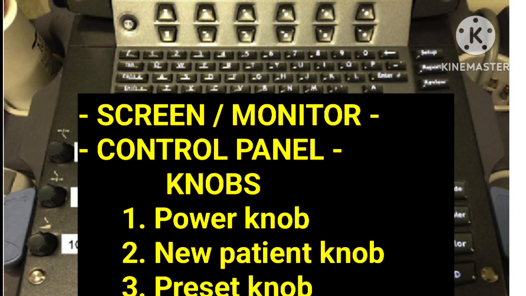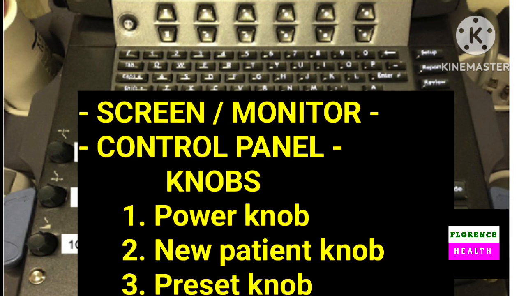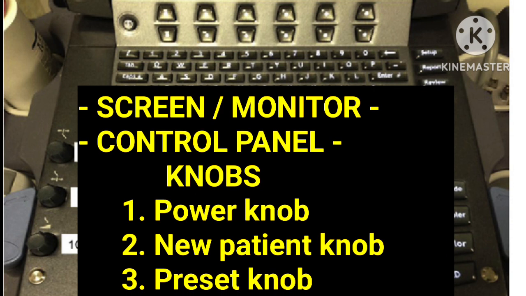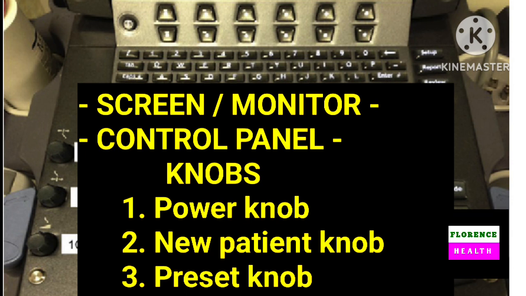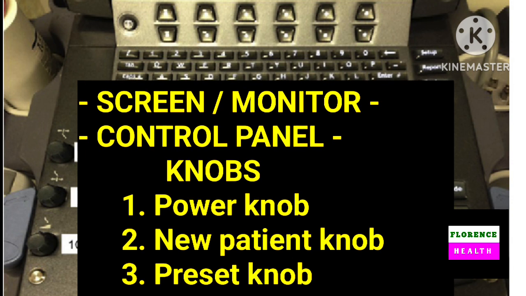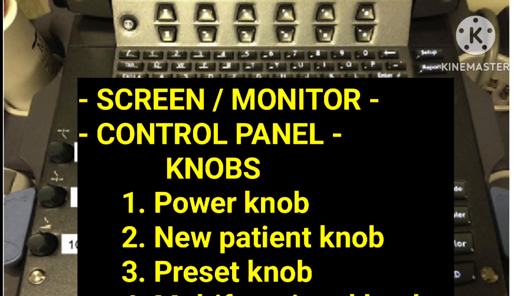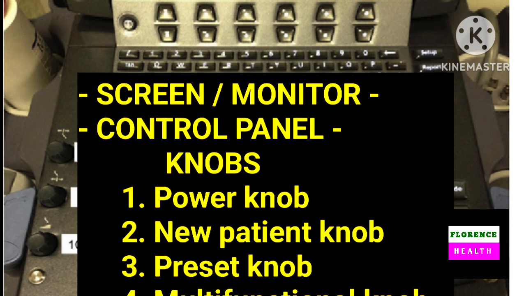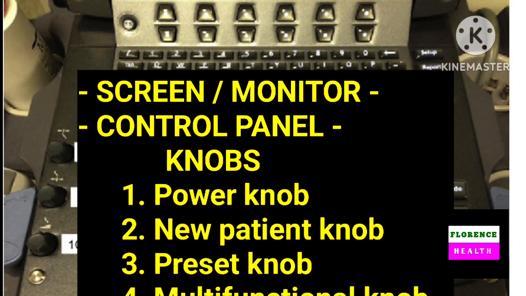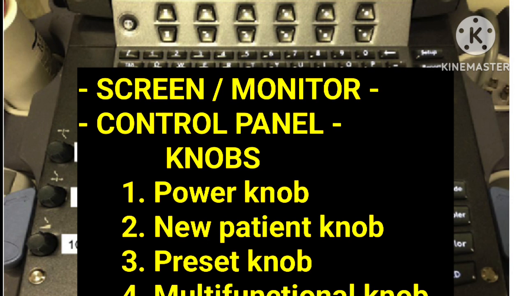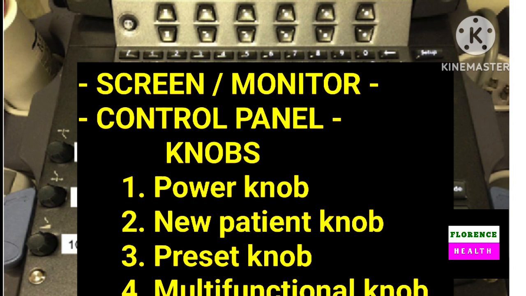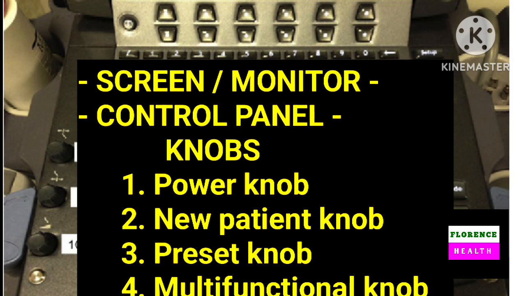Fifth knob is the depth knob. For getting a good grayscale image, you should keep the depth as minimum as possible. Remember, again I am telling, for getting a good grayscale image, you should keep the depth as minimum as possible and up to your area of interest. By keeping the depth as minimum as possible and up to your area of interest, a good grayscale image will be produced.